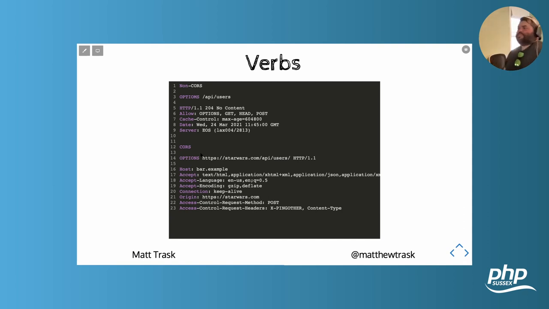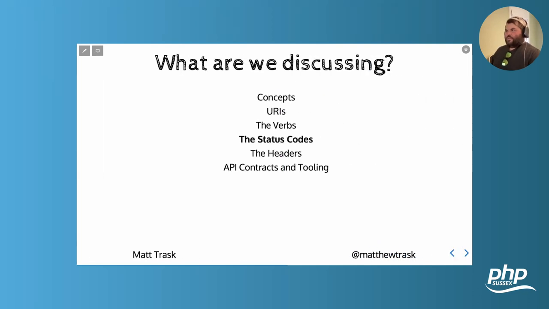If we have a CORS request, it's the same type of thing, except for a little bit more information, because now we're going to add these access control request method and request headers and any other sort of access control headers along with our request. That way we know exactly what we're allowed to do. So that's what the options header does.